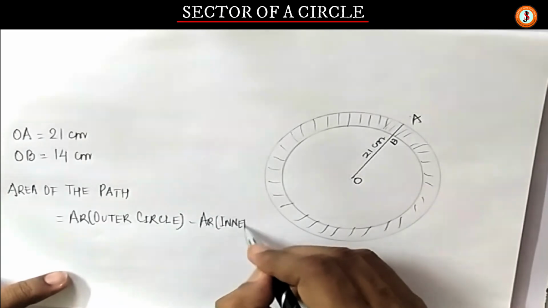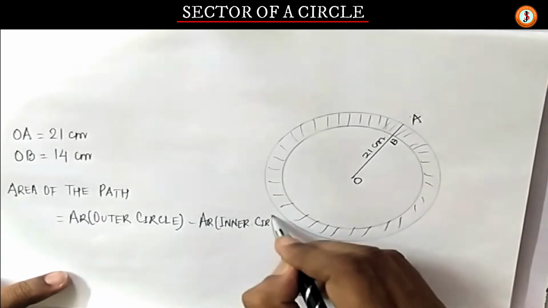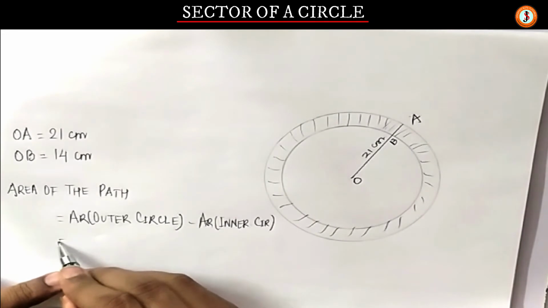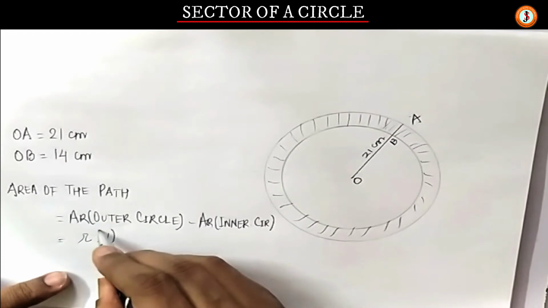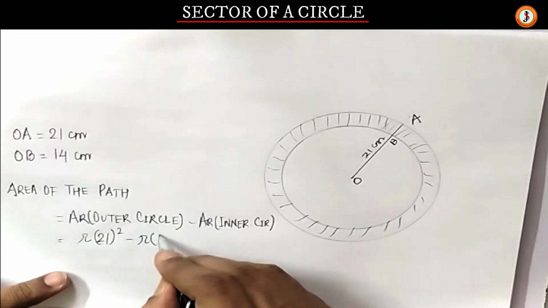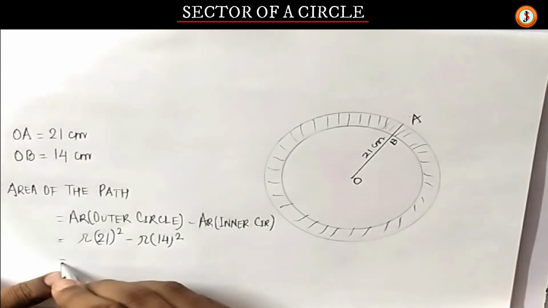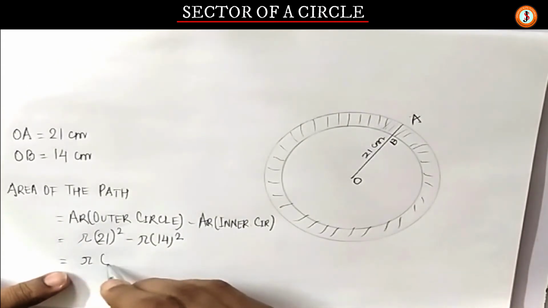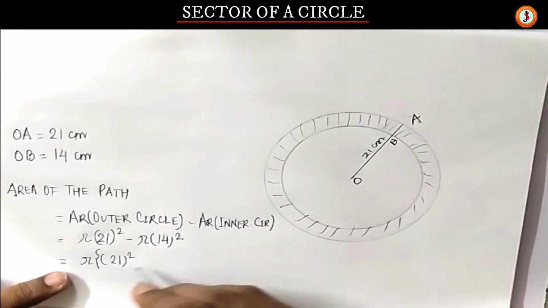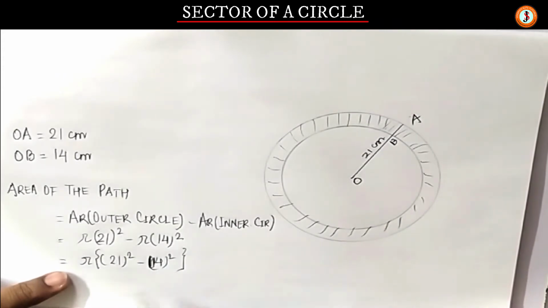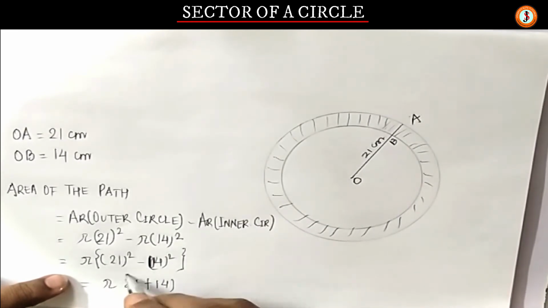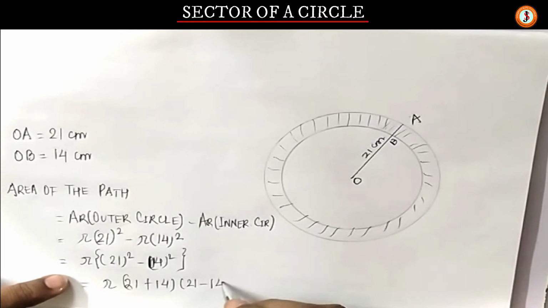I write in short inner circle. All right, so now area of outer circle will be pi capital R square, that is pi 21 square minus pi 14 square. Now we can use a little shorter method. Pi will be common, then 21 square minus 14 square, so that will be equal to how much? Pi into (21 plus 14) and (21 minus 14).